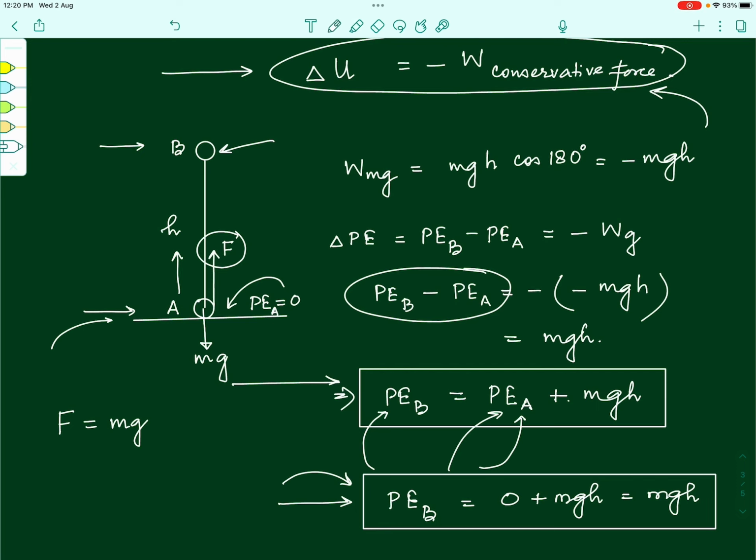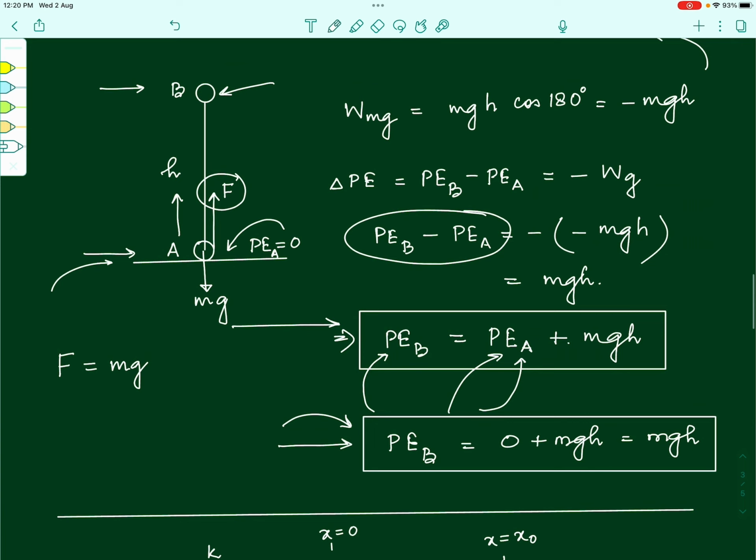If that is true, can we say that this means that the force F, which is just equal and opposite to mg, of course they are equal and opposite, right? Force F is acting upward whereas mg is acting downward. Can we say that the work done by this force F will be just negative of the work done by gravity? Because both the forces are equal and opposite, and we are discussing a certain displacement.